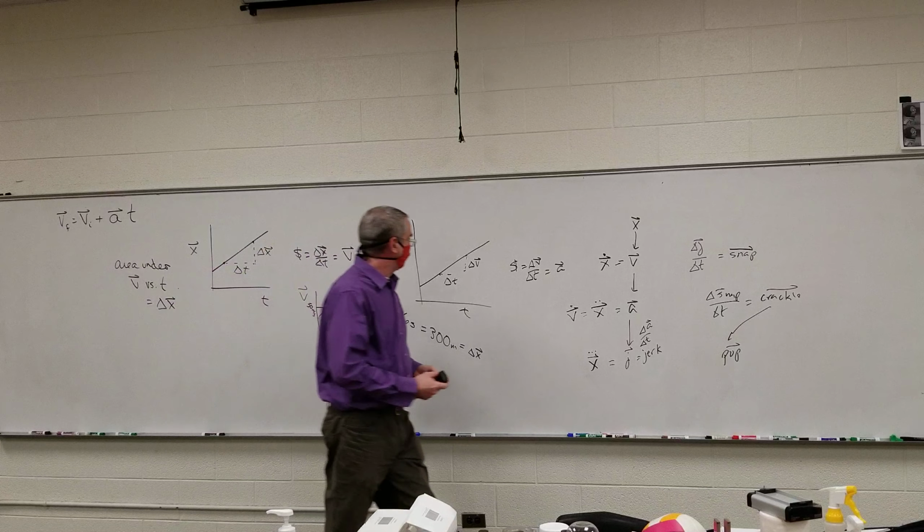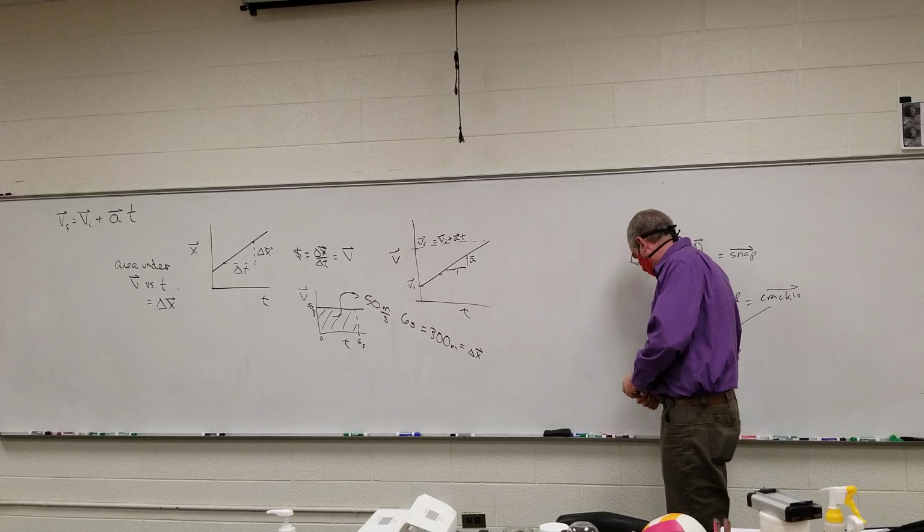All right, so now let's take a look at this. I have some initial velocity here. I have a final velocity here. I know final velocity is equal to the initial velocity plus acceleration times time. And I know acceleration is just my slope.